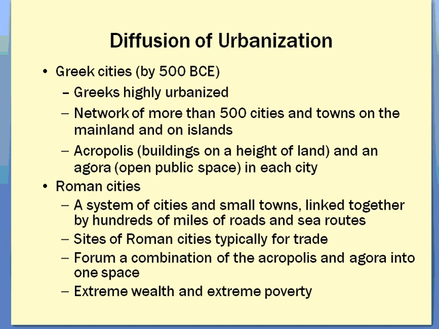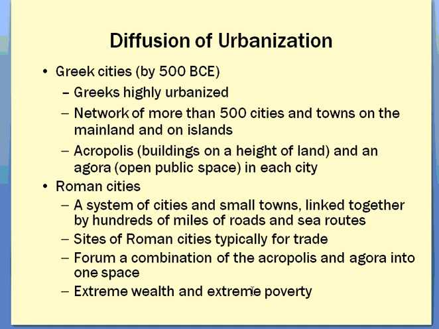Then the Roman cities. The cities and small towns were linked together by hundreds of miles of roads and sea routes, typically for trade. That is the reason why these cities existed. Instead of the acropolis and the agora, the two separate spaces that the Greeks had, the Romans combined them into one, calling it a forum. One big open space as a forum.